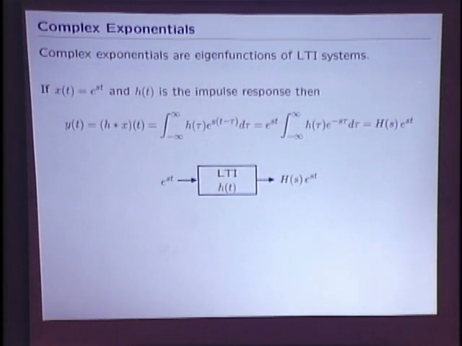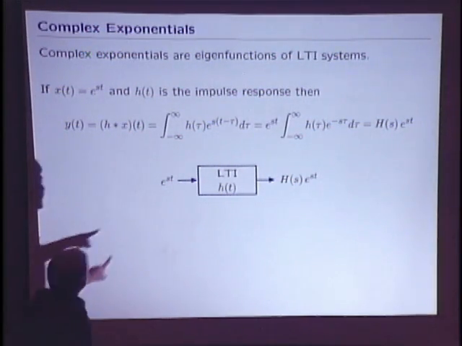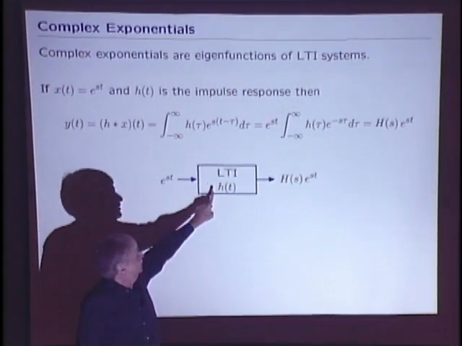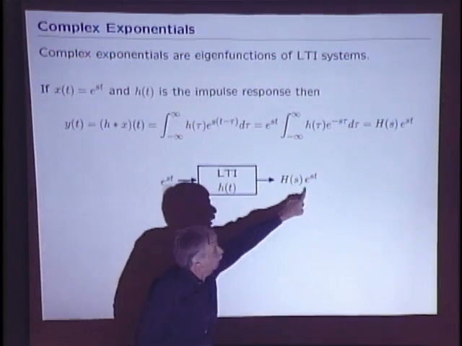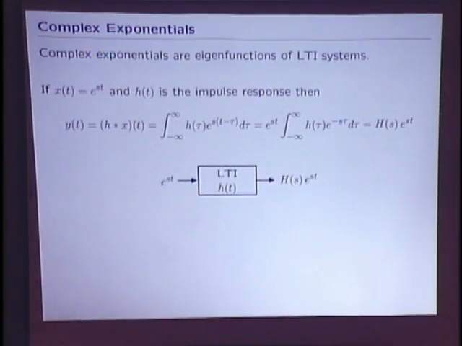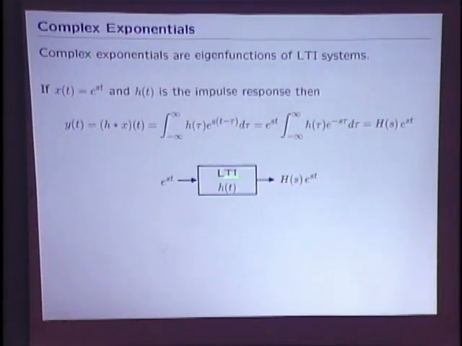And in fact, it's extraordinarily friendly. If I put e to the st into a linear time-invariant system characterized by h of t, then the output has the shape e to the st, and the eigenvalue is h of s. Amazing. It's the value of the system function, the same thing we've been doing since week 2, evaluated at the s that is the exponent in the complex exponential of interest. In my opinion, that's wholly remarkable.